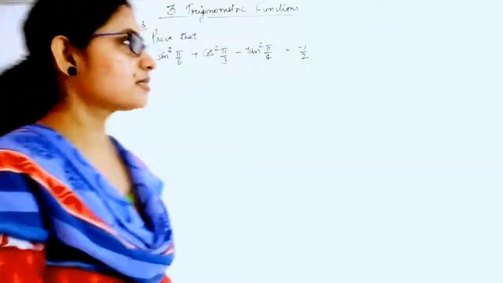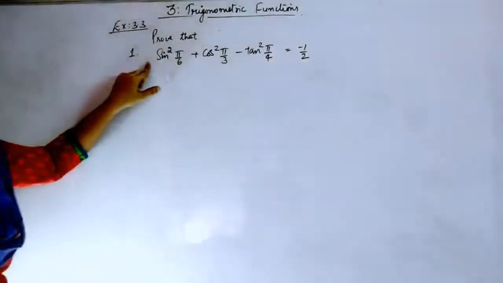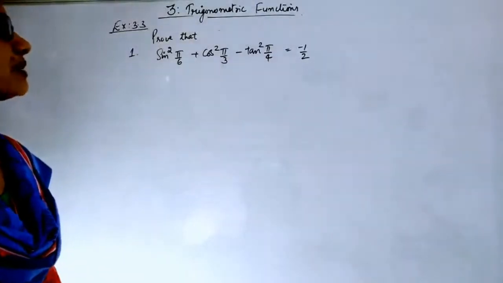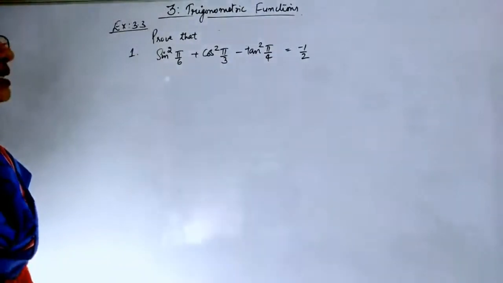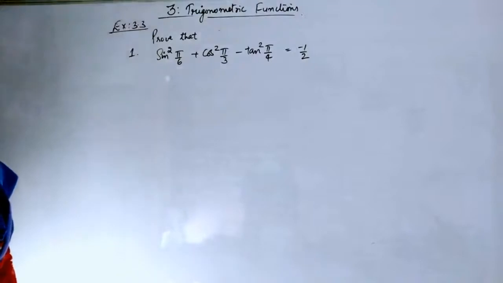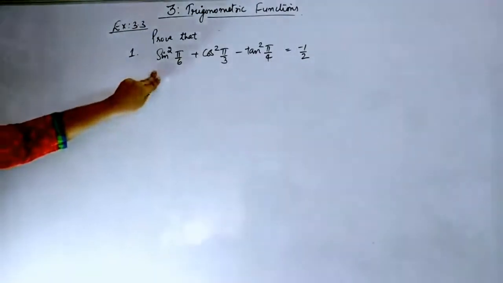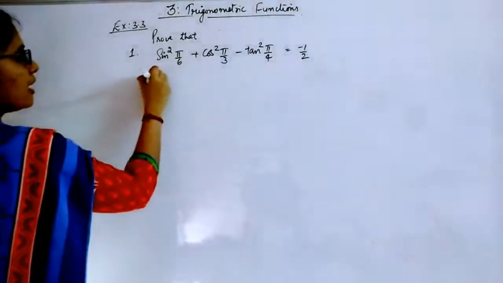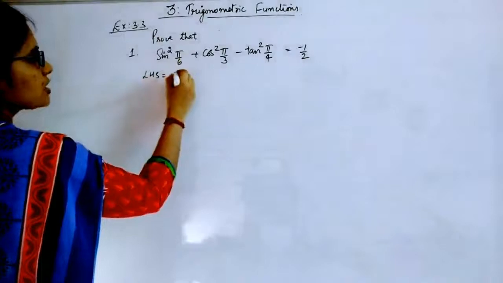Now we can start. Prove that the first one, sine square pi by 6 plus cos square pi by 3 minus tan square pi by 4, is equal to minus 1 by 2. That means you have to start from the LHS and reach the right hand side. Okay. So we'll start with LHS is equal to, what is LHS?